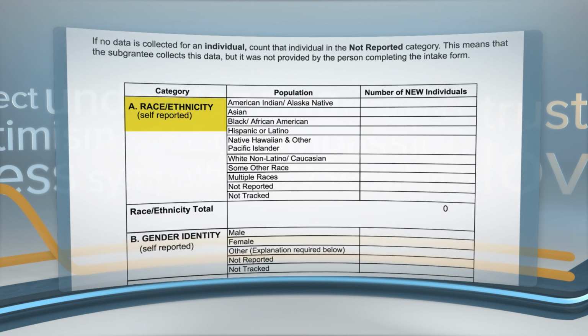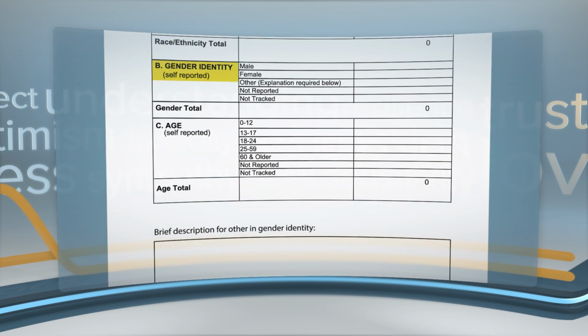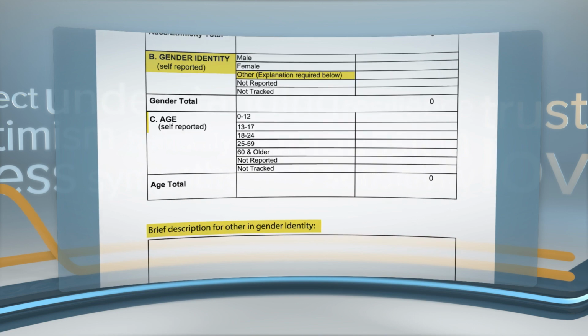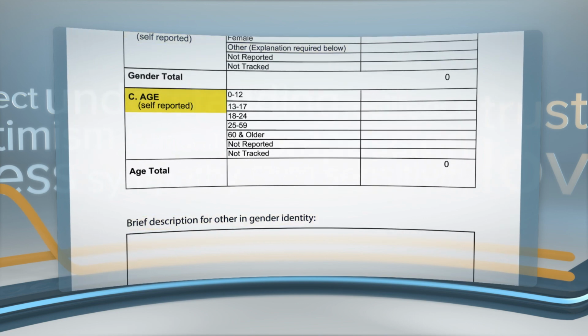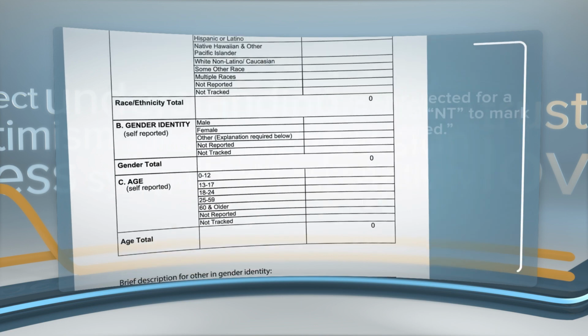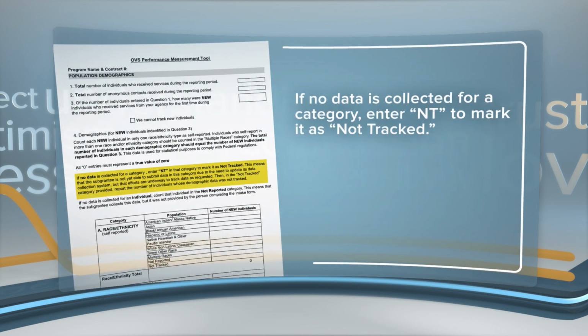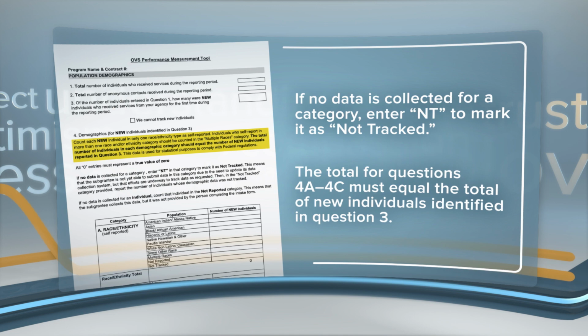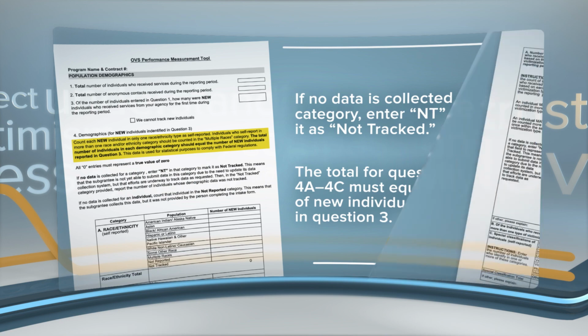In 4A, individuals who self-report as more than one race or ethnicity should be counted in the multiple races category. In 4B, for individuals who are transgender, you may provide a brief explanation of how the client identifies in the other category. In 4C, age should reflect what is reported on an individual's intake form. If no data is collected for a category, enter NT in that category to mark it as not tracked. The total for questions 4A through 4C must equal the total of new individuals identified in question number 3.